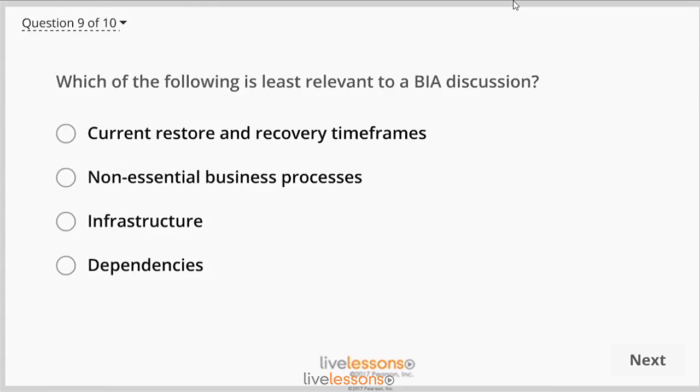So question 9, which of the following is least relevant to a BIA discussion? Now, we want to pick up on the word least, and that a BIA is a business impact analysis. So let's read our 4 answers. Current restore and recovery timeframes, non-essential business processes, infrastructure, and dependencies. Now, our answer is going to be non-essential business processes. But you want to be careful, because if you had read that quickly, you might have read it as essential business processes and then been tempted to choose another answer, which would have been wrong. So we're going to choose our second answer here, non-essential business processes.